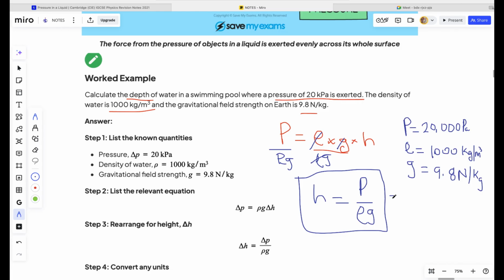So here we substitute it into this formula. The pressure is 20,000 pascal. Remember we converted 20 kilopascal to 20,000 pascal. So we put the values here, 20,000 over our density, which is 1,000, times this, 9.8. We multiply these two values, so we write 9.8 times 1,000.